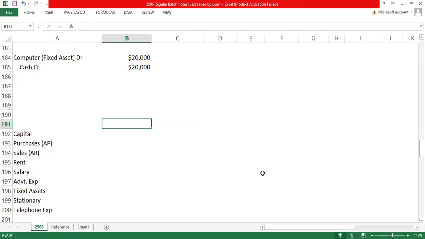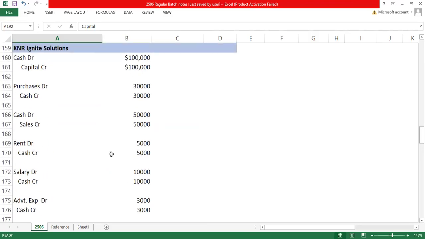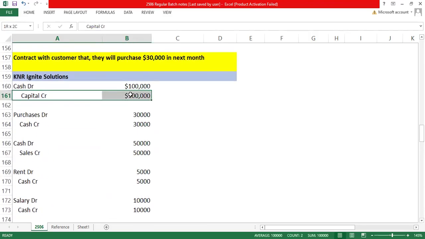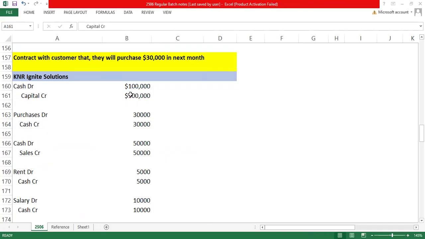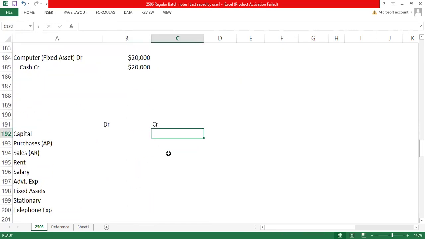Now let's say I'll put debit and I'll put credit here. Whenever I talk about capital, let's see which balance it carries. Is it a credit balance or a debit balance? It's credit. Capital is a credit balance here, so straight away it will go to the credit side. So it is 100K.